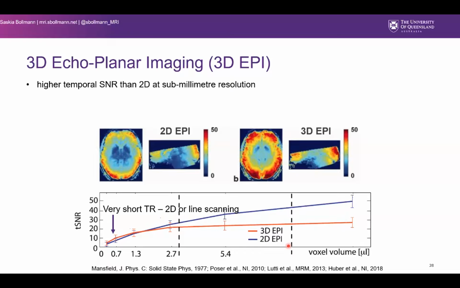The only exception is if you're willing to sacrifice a lot of coverage and you really, really want the temporal resolution as well. That's when people go to 2D with 3 slices or even 1 slice, or even line scanning, where there's only 1 dimension left, so only 1 line that's being imaged. So if you really need extreme high spatial and temporal resolution, that's where you would go. But most of the standard laminar studies use a 3D EPI.